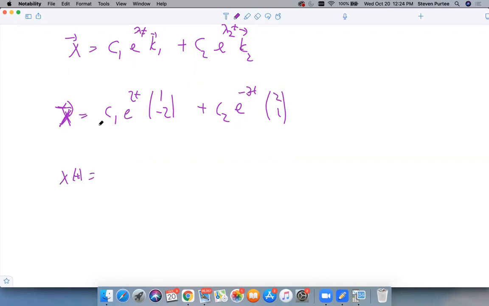What we called x is the top. So go all along the tops here. C1 e to the 2t times 1 plus C2 e to the negative 3t times 2. I'm just going all along the top. Okay, now that looks weird writing it like that. So I would probably just put that 2 here. I should erase the 2 there.